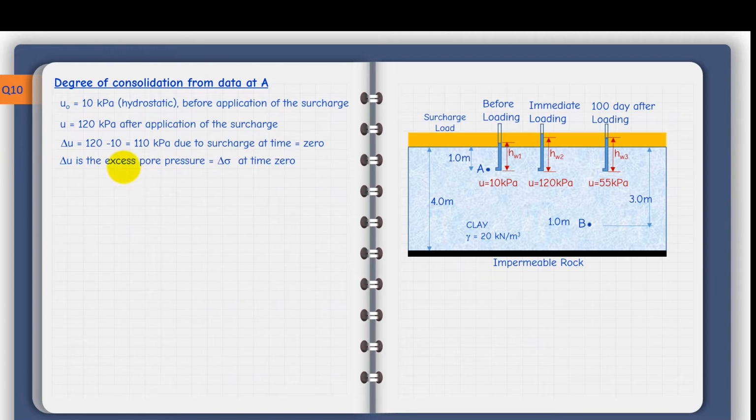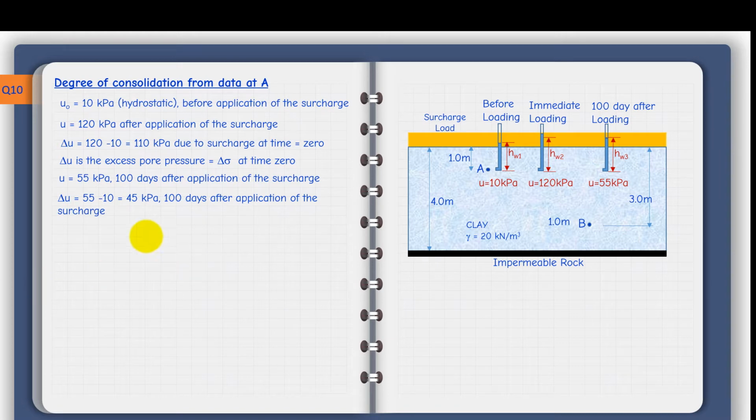And basically, remember that this would be equivalent to delta sigma that's coming from the external agent here being the surcharge. So now I have a piece of information telling me that the excess pore pressure at time 0 due to this surcharge load is 110 kPa. Now, after 100 days, it's 55 kPa. The same way I can work out the excess pore water pressure at time equals 100 days.